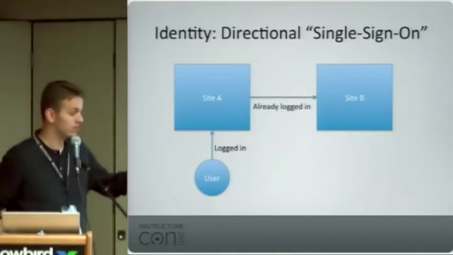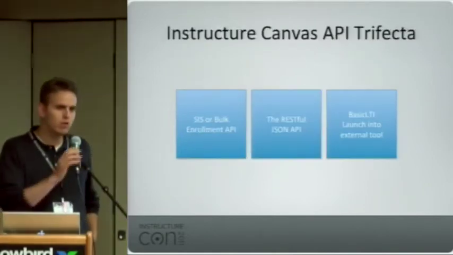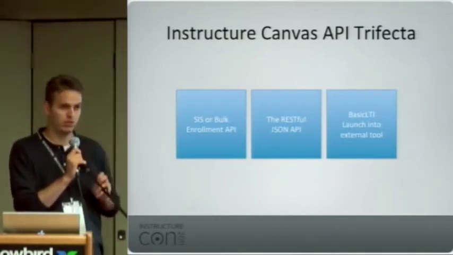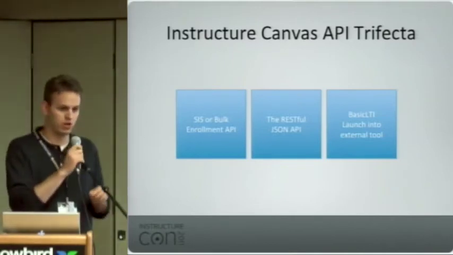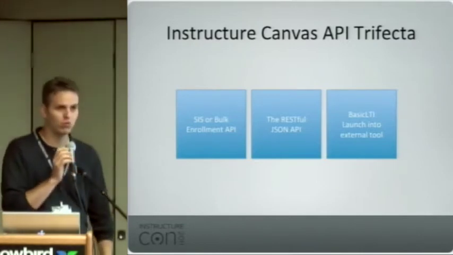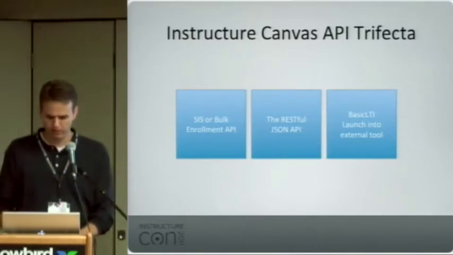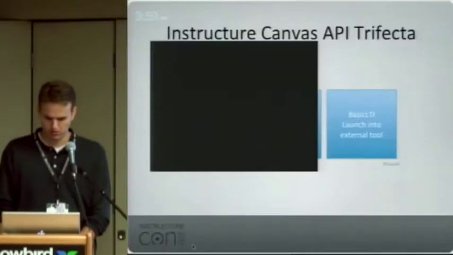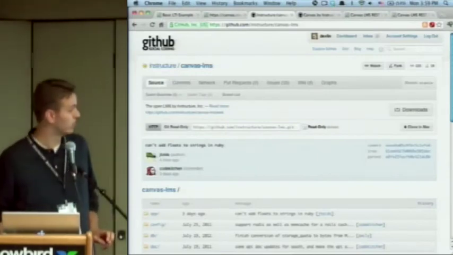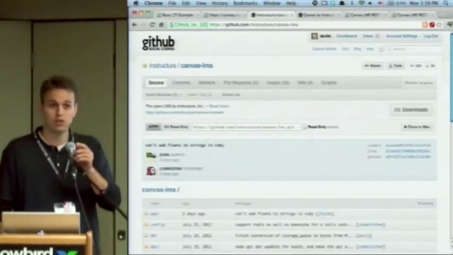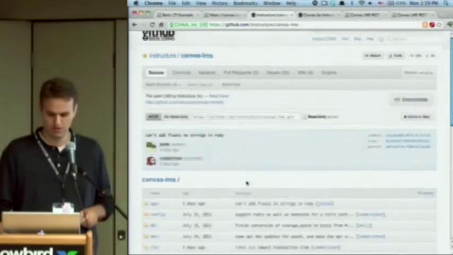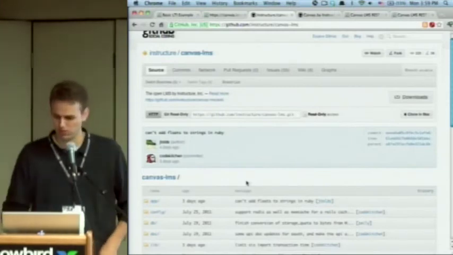Now, this does work too, and we'll see how that works. There are three main API endpoints into Canvas. The middle one is going to be talked about tomorrow by our engineer John, so I'll just talk a little bit about it. The first one is what we call our SIS, or our bulk enrollment API. You can find all this information out here on GitHub. Has anyone been to this page? All right, very cool. This page is actually all the source code to run Canvas. And since we're open source, anyone can get the source code and tweak it and whatnot.